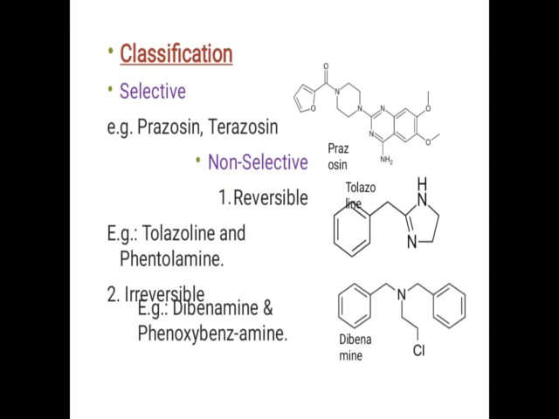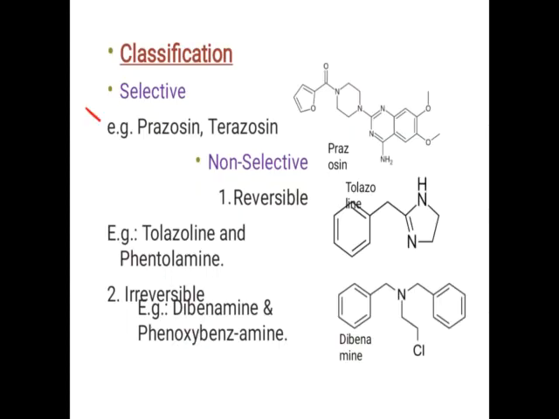Regarding the alpha antagonists, we have classified them into two types: the selective alpha 1 antagonists, and second, the non-selective antagonist agents, or non-selective alpha adrenergic agents.